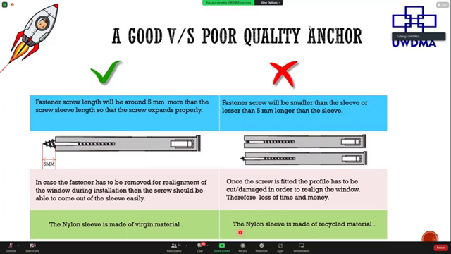With a good quality screw and fastener, even after removing the screw, the nylon sleeve will easily come out and won't break. With the recycled one, because it has not been tested properly, while inserting also it tends to bend, and then you have to use another fastener. So the sleeve should be nylon of virgin material, not recycled, and the screws should be SS so that they don't catch rust later.